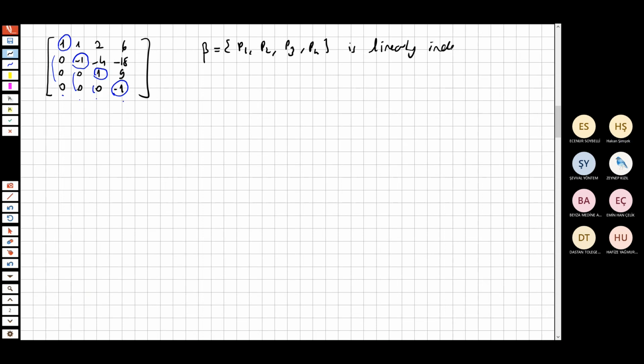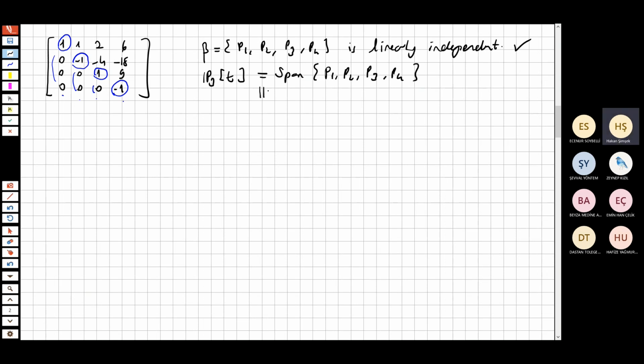Linearly independent. Therefore, we have the first condition. What is the second condition? A polynomial space should be written as a spanning set of them, P1, P2, P3, P4.